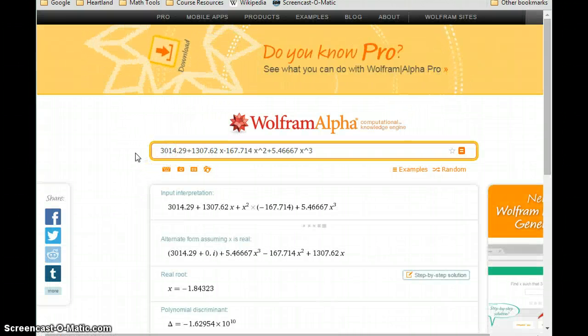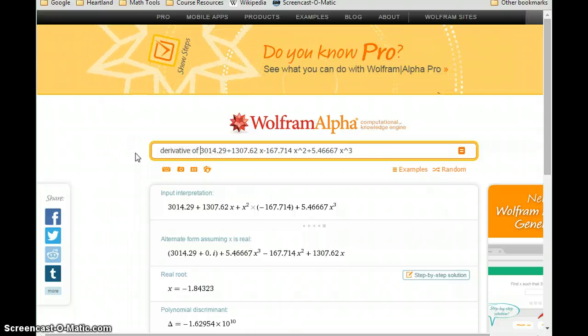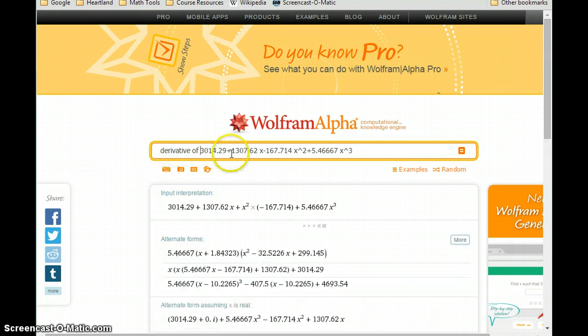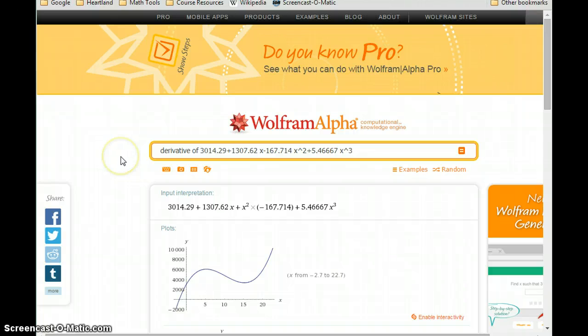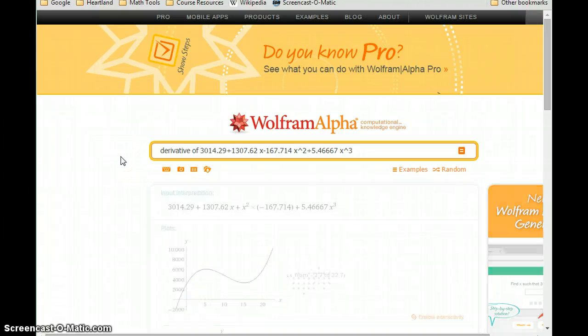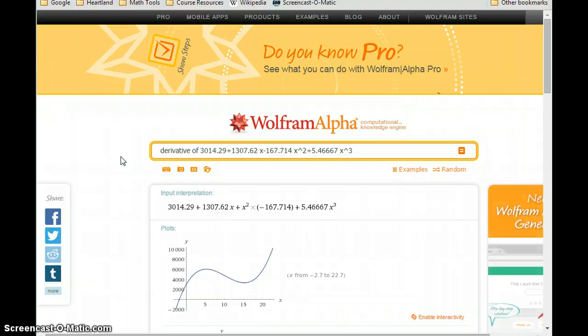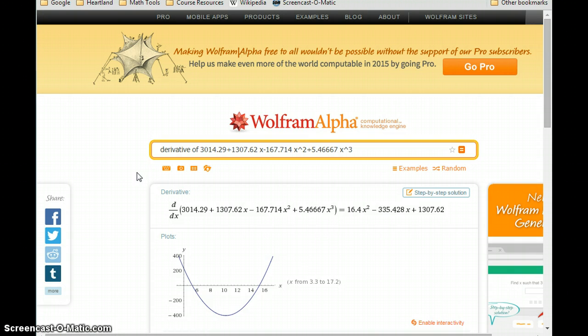So we've got our regression function, which means we can just add derivative of in front to get the derivative of that function. Wolfram Alpha is going to go ahead and generate that output for us. 16.4x squared minus 335.428 plus 1307.62.